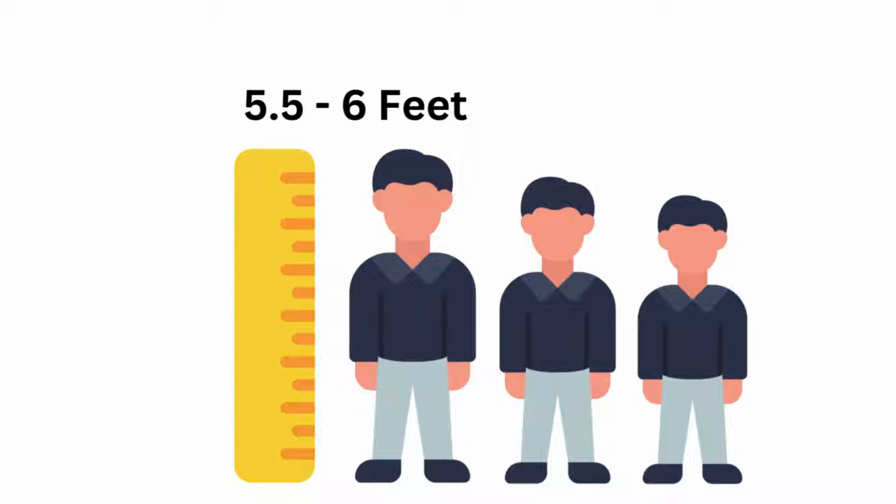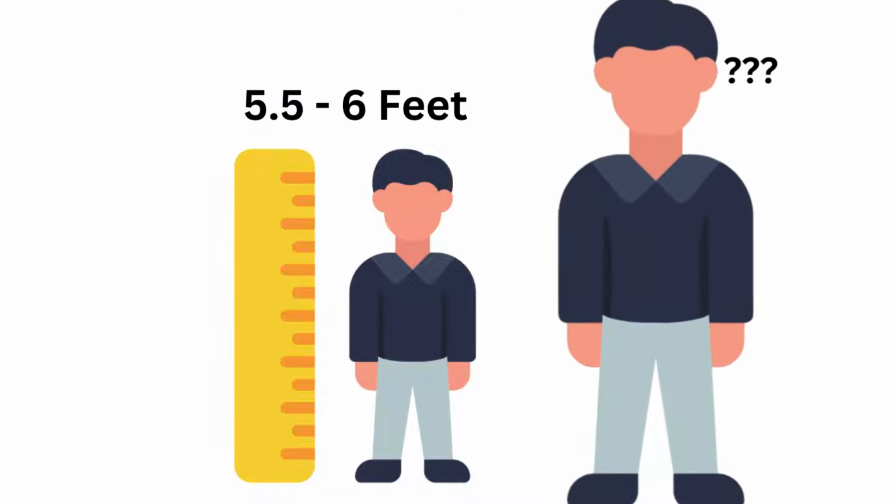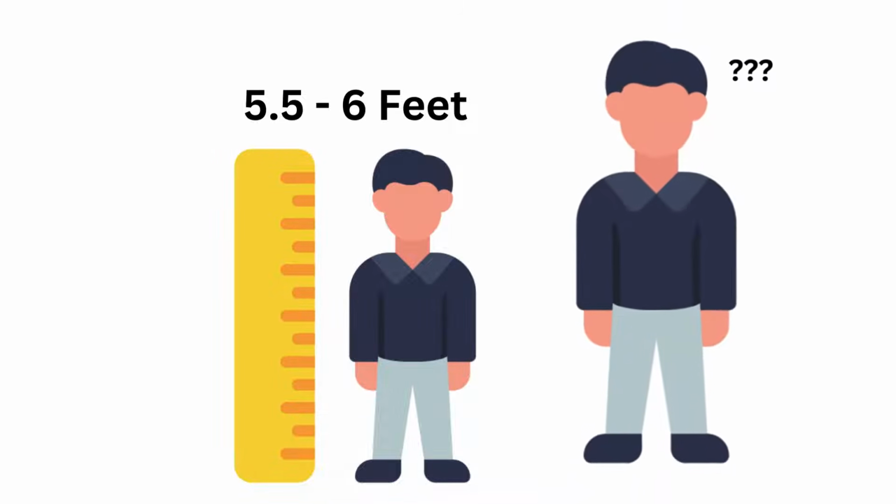Imagine you are measuring the heights of people and most of the values are around 5.5 to 6 feet, but you get a data point that's 10 feet tall. That's clearly an outlier.